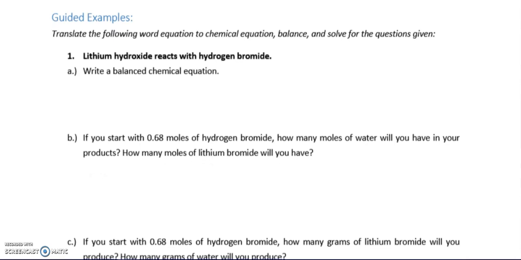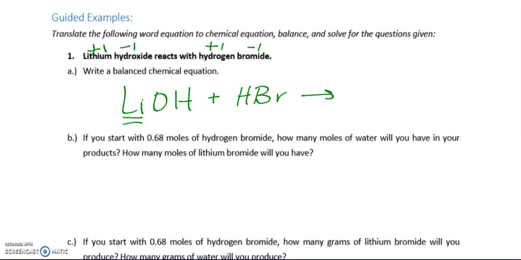It says translate the following word equations to a chemical equation, balance, and solve for the questions given. Lithium hydroxide reacts with hydrogen bromide. So lithium hydroxide, LiOH, plus hydrogen bromide, HBr. What kind of chemical reaction is this? Double replacement, yeah. So this is going to be lithium bromide plus HOH. What's HOH? It's water, yeah, H2O.